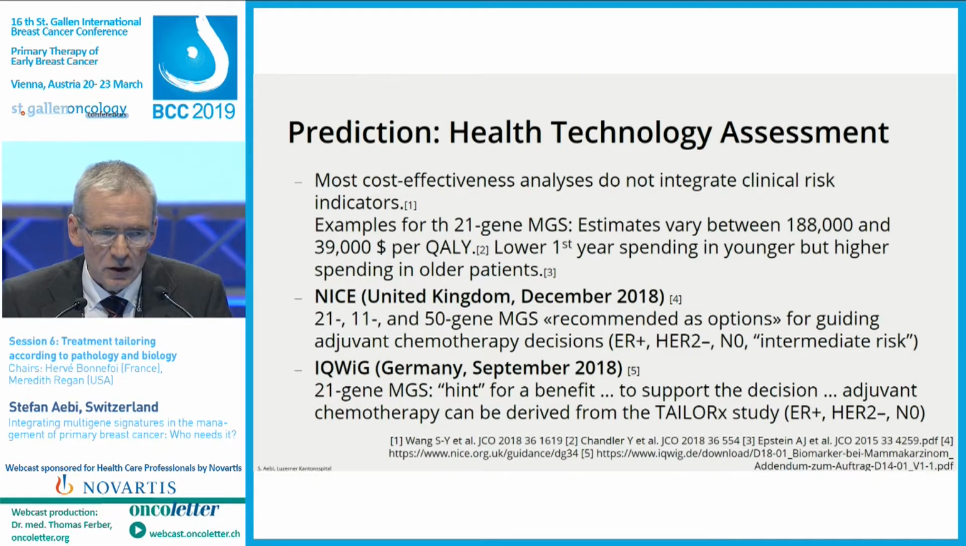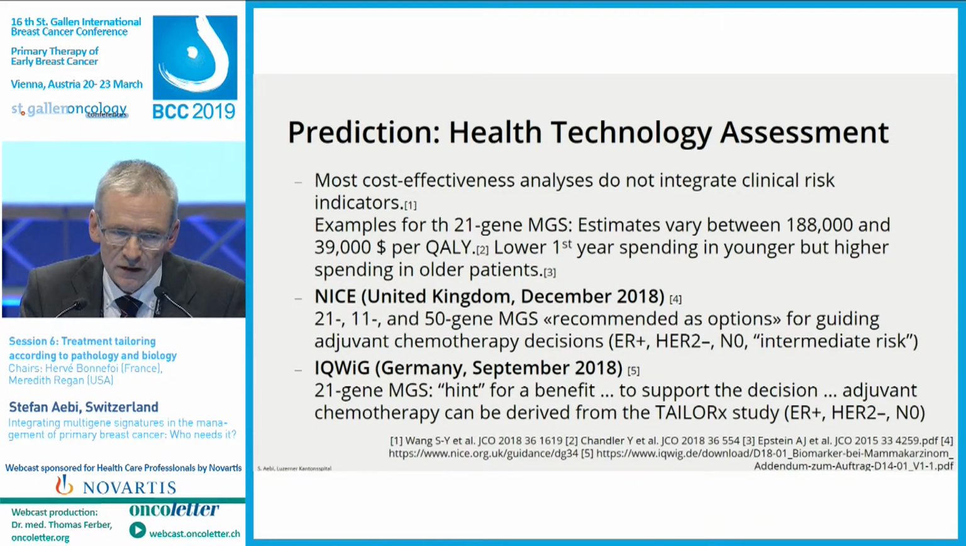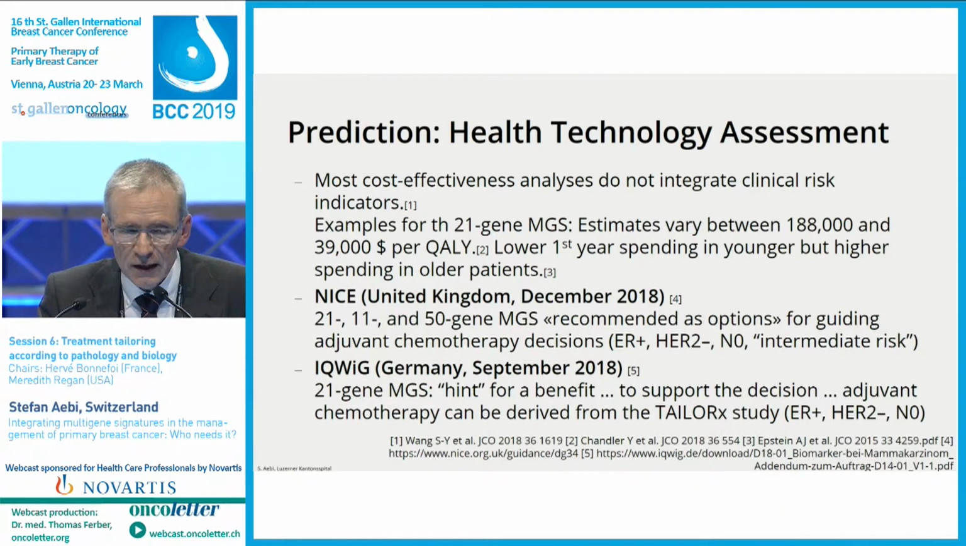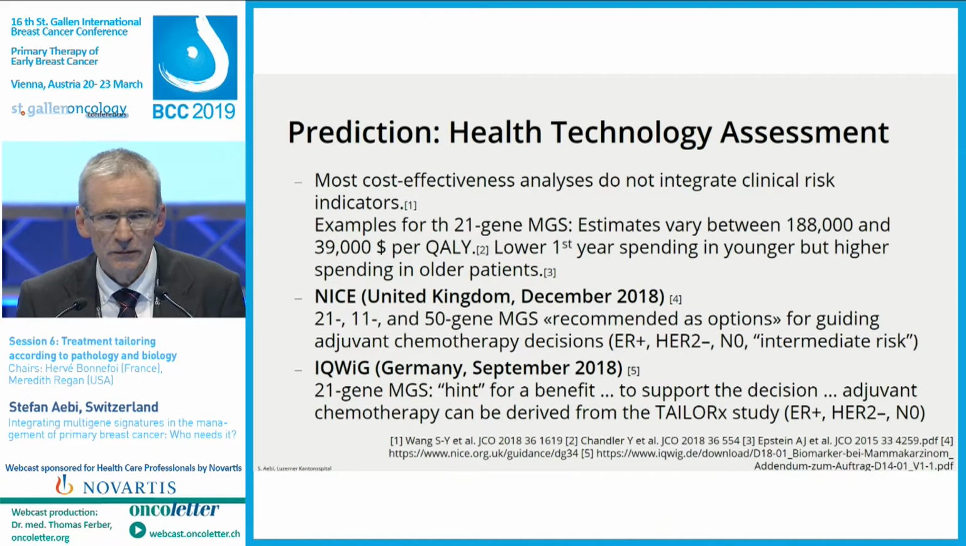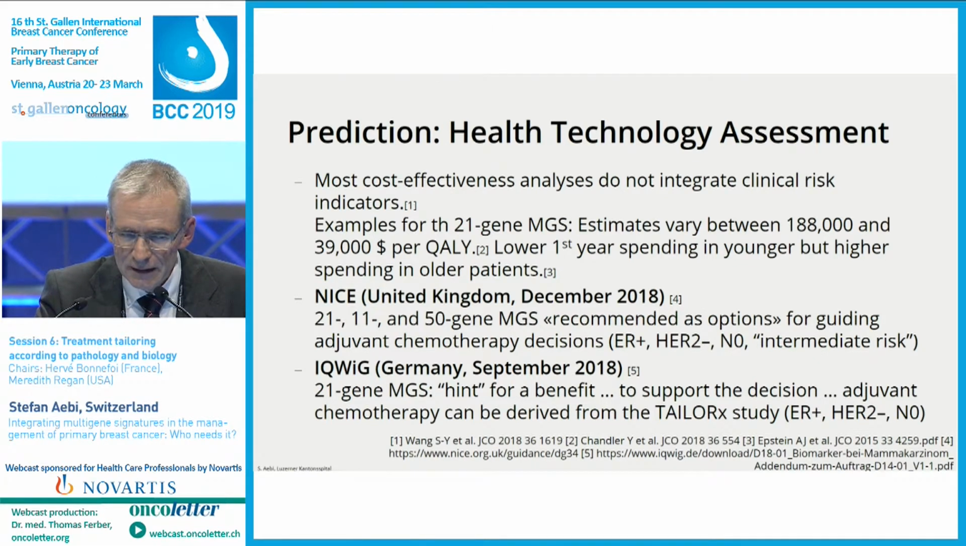NICE for the United Kingdom recommended 3 multigene signatures as options for guiding adjuvant chemotherapy decisions. The German EPClin was more restrictive. They looked only at the 21-gene MGS, whereas the others were not looked at for lack of prospective data. And they report a hint, in German a Hinweis, a hint, for a benefit to support a decision for or against chemotherapy.